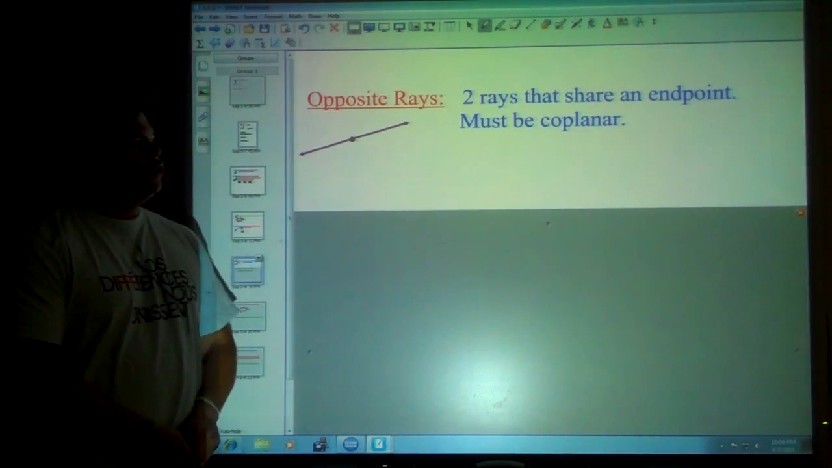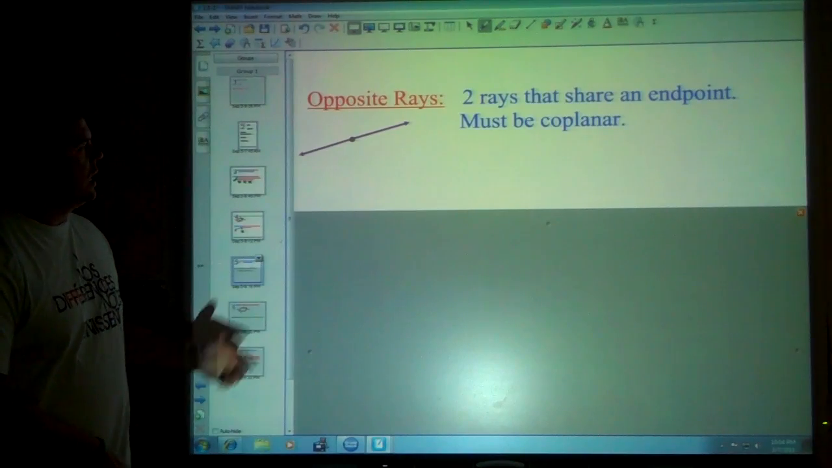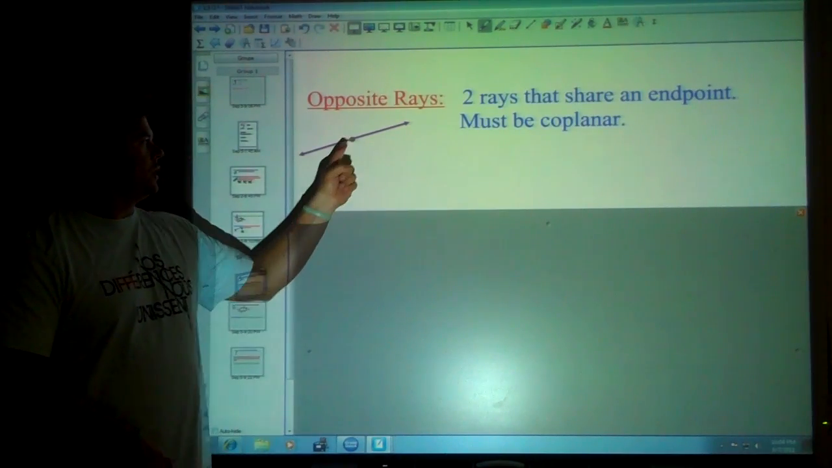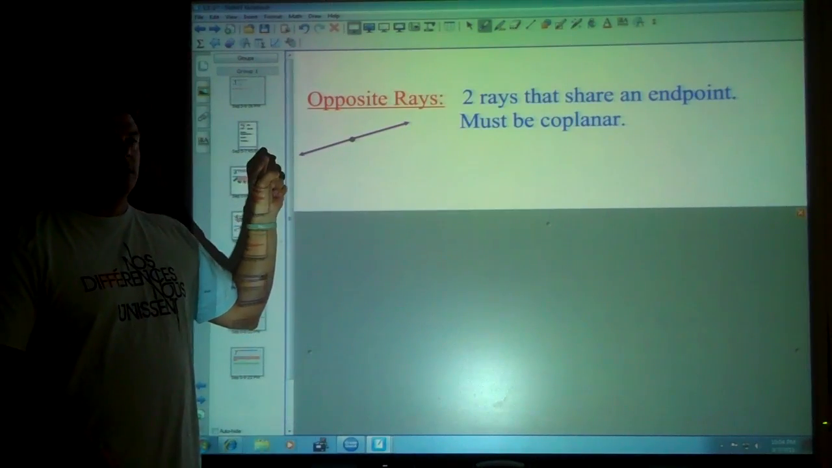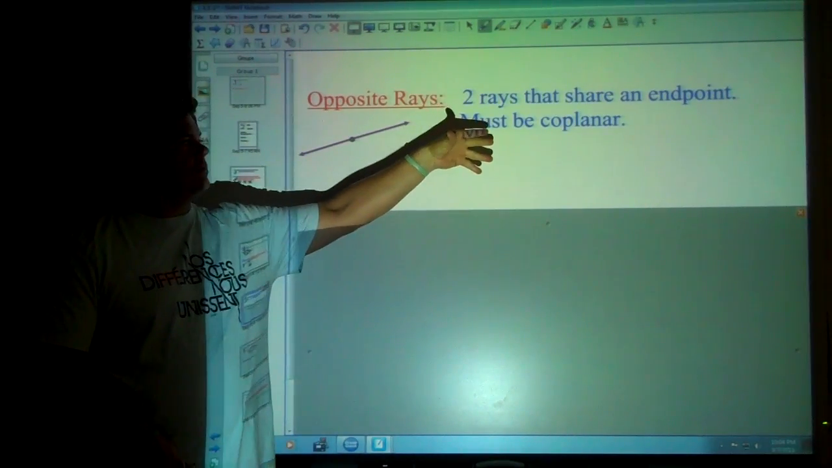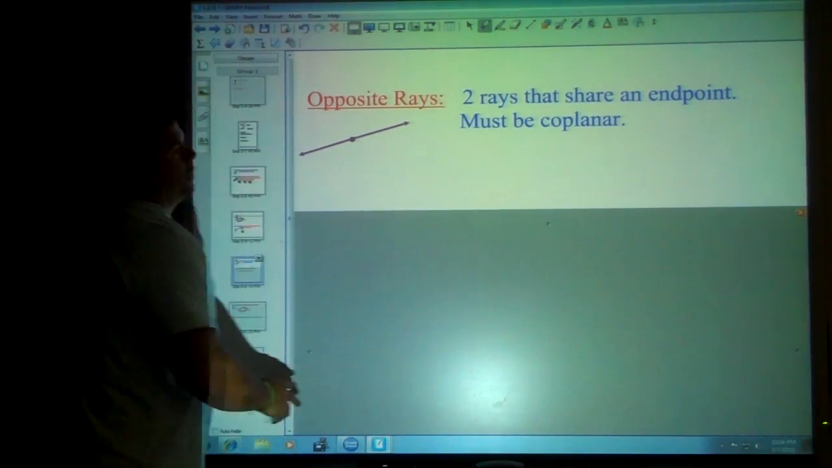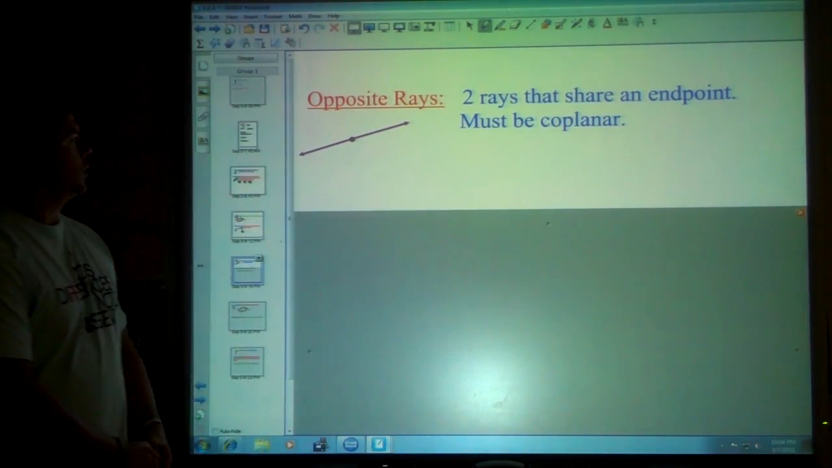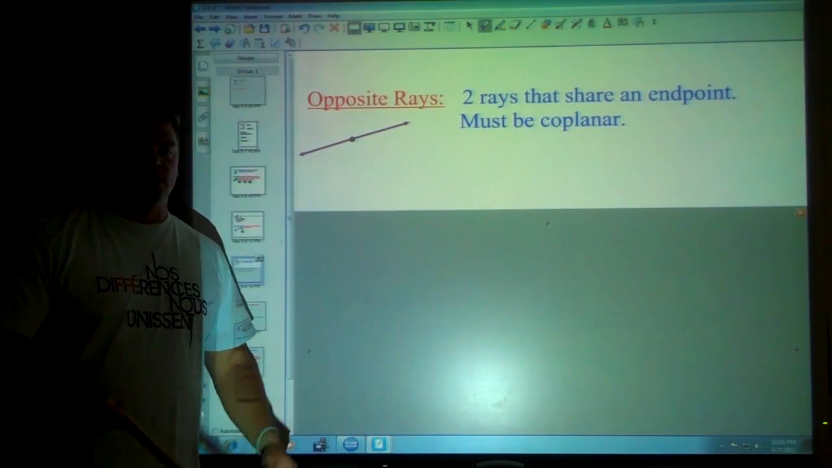Opposite rays. 2 rays that share an endpoint, and they must be coplanar. So, in this case, they're going in opposite directions. Here's the one point they share, and they're going opposite of each other. Alright? They're in the same plane, so it's okay. This whole board is really a plane. So if I have this dot, and this line goes that way in the plane, and that line goes that way in the plane, it's still going to work.